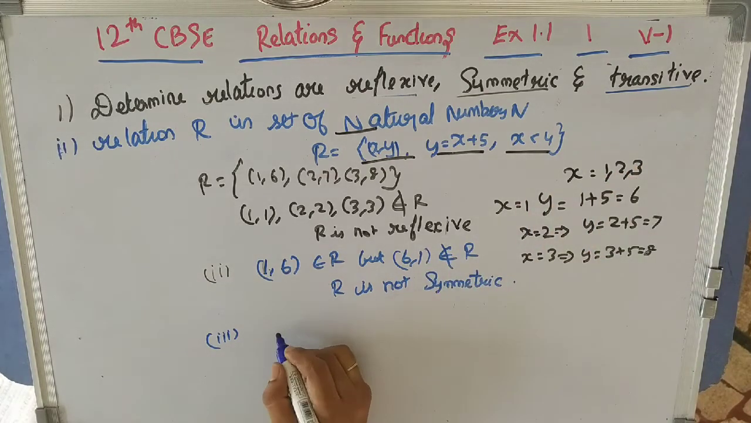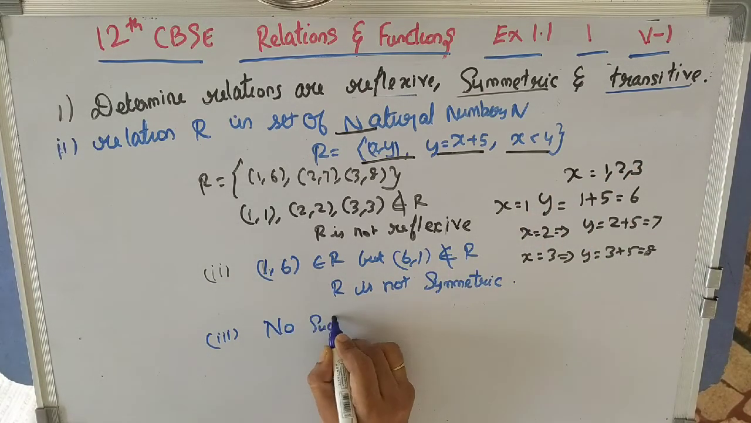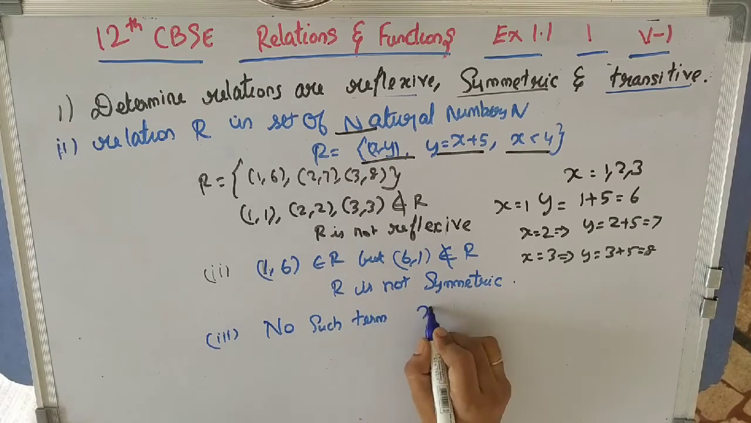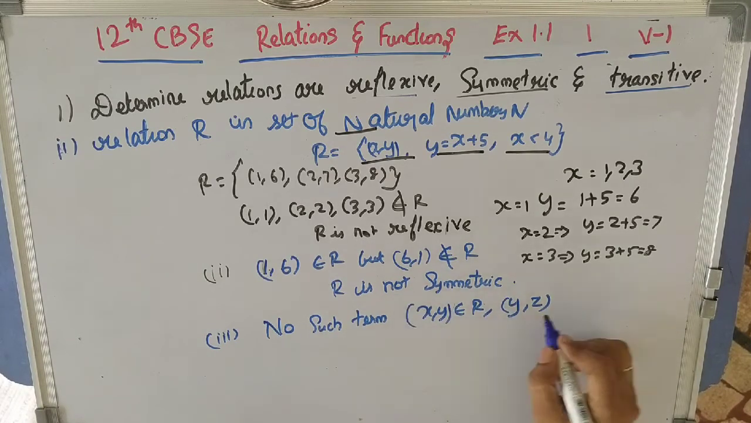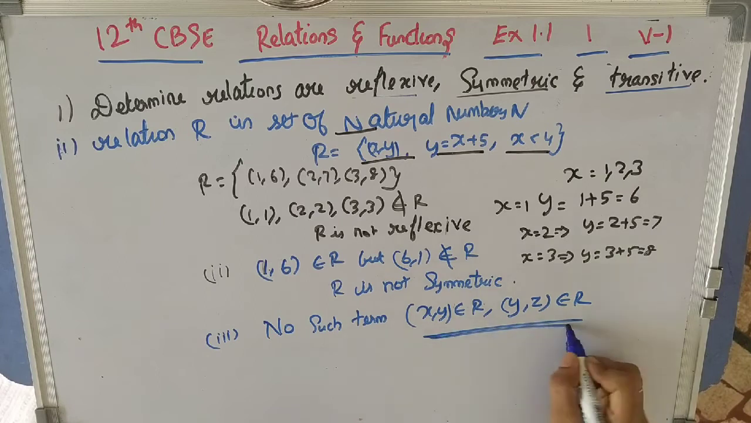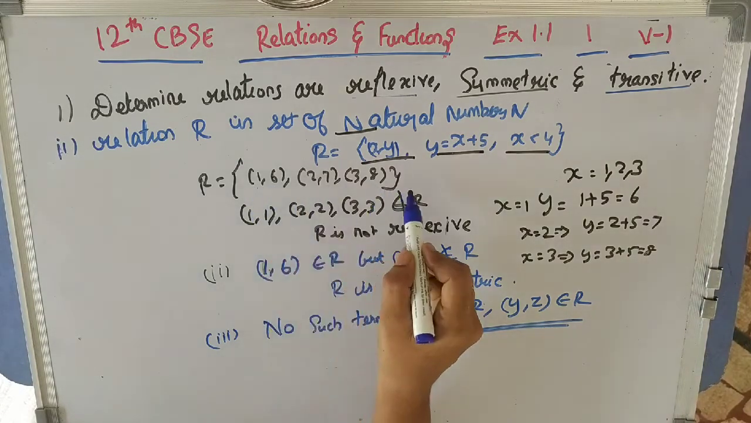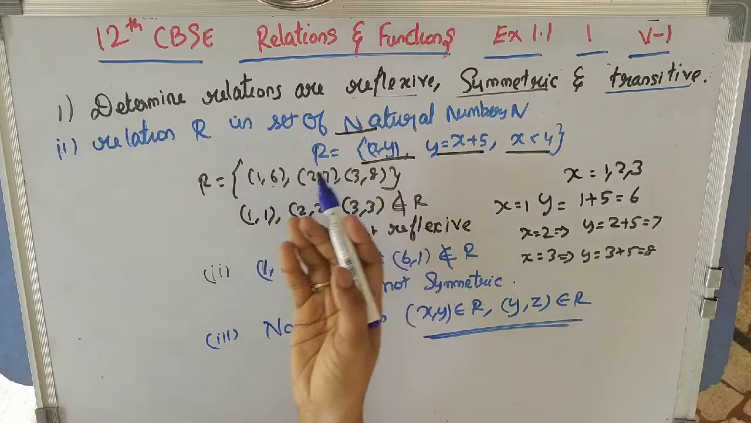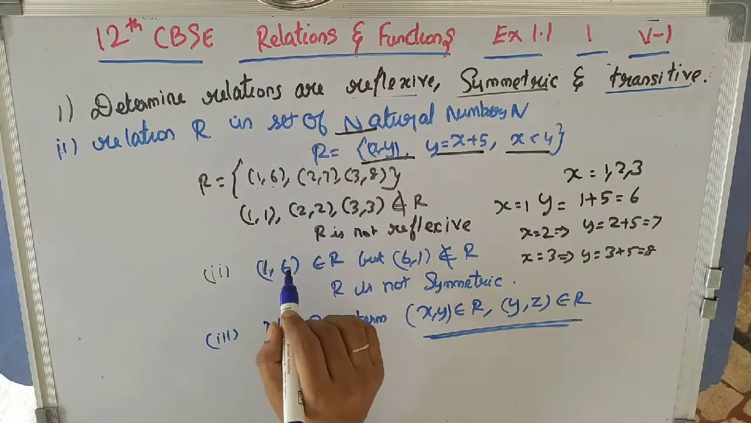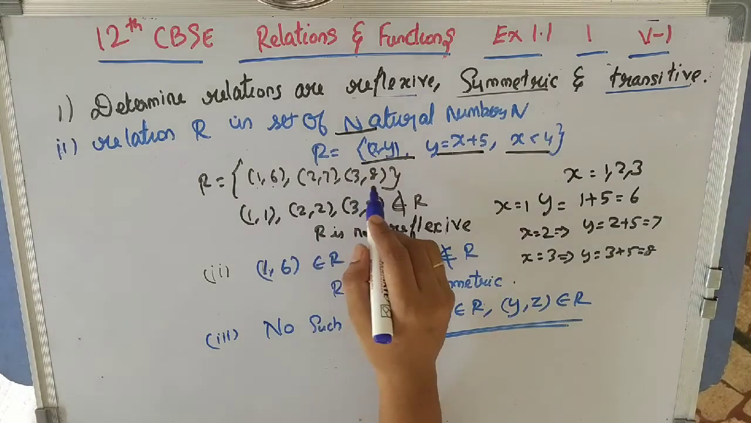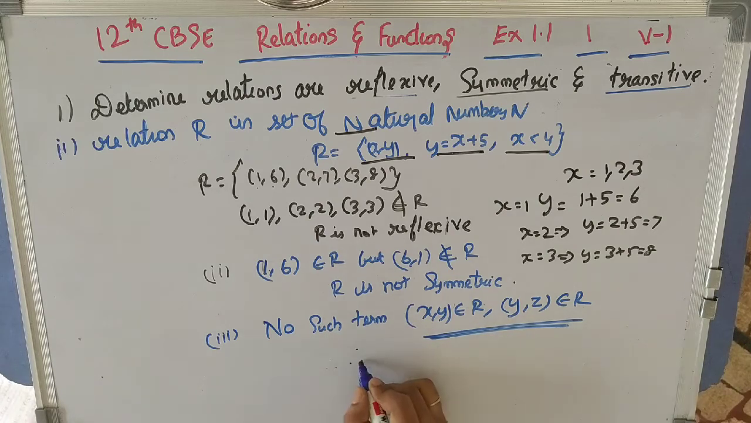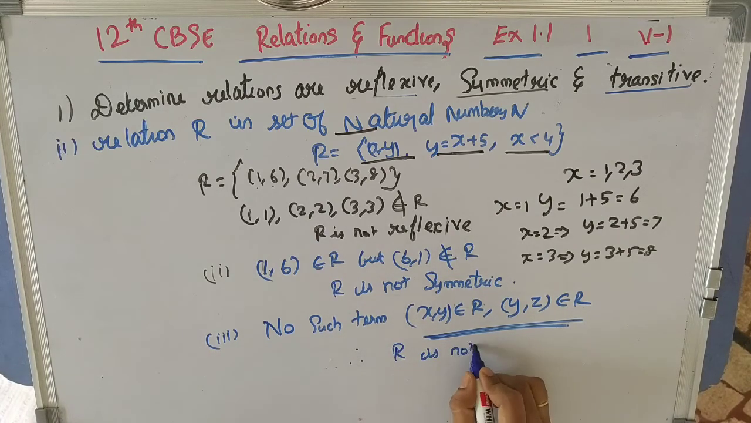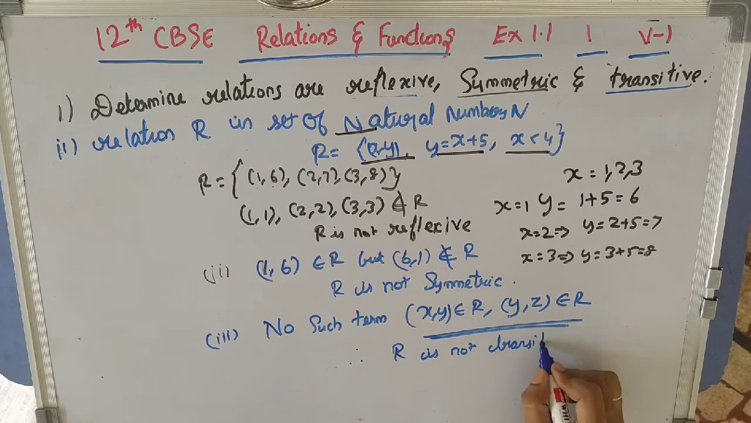Now we can check whether the relation is transitive or not. Here there are no such (x, y) and (y, z) elements in R. What is a transitive relation? If (x, y) and (y, z) are elements of R, then (x, z) must be an element of R. But here, (x, y) and (y, z) are not both present. That is, (1, 6) is present, but (6, some element) is not here. (2, 7) is present, but (7, some element) is not here. (3, 8) is present, but (8, some element) is not in the relation. Therefore, R is not a transitive relation.